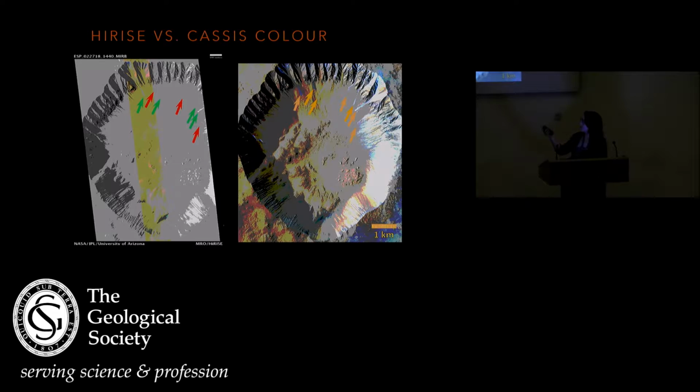So the red arrows here are places where there are changes that we can see in the CaSSIS simulated images with those resampled CRISM bands that are not readily apparent in the HiRISE grayscale, and then the green arrows are places where we can easily see the changes in both the HiRISE grayscale and the CaSSIS simulated images.